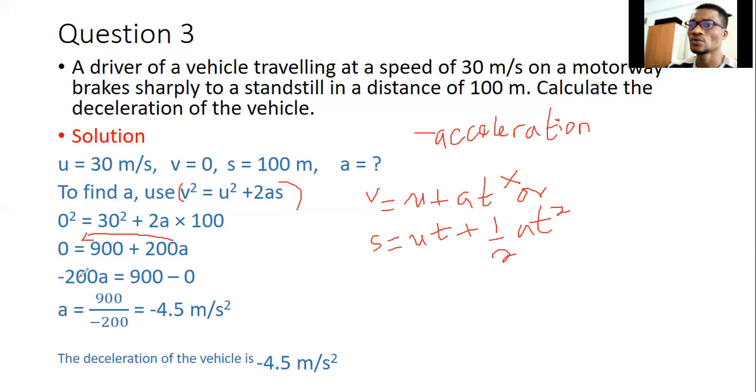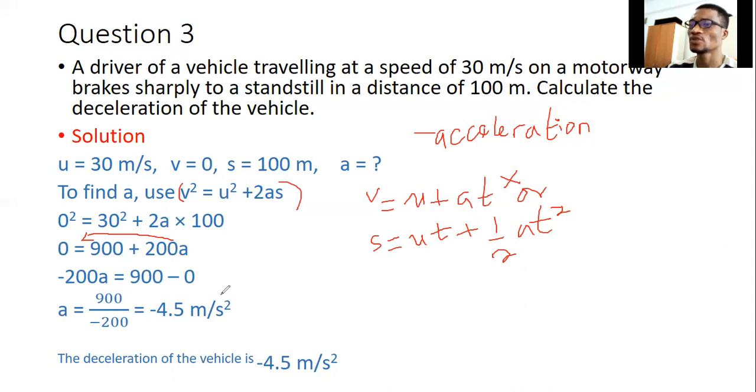And then we have minus 200a equal to 900. So this is 900. We are looking for acceleration, our a here. So a equal to 900 divided by minus 200. And then when you do that calculation, we are going to have minus 4.5 meter per second square.